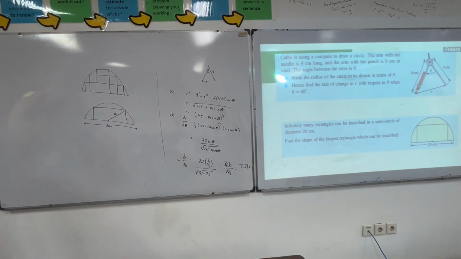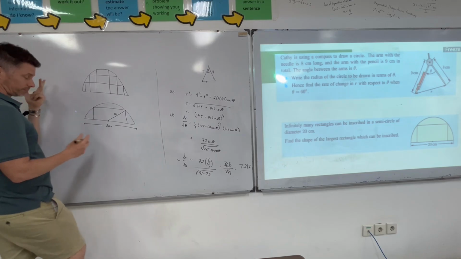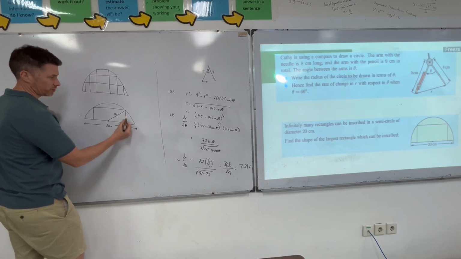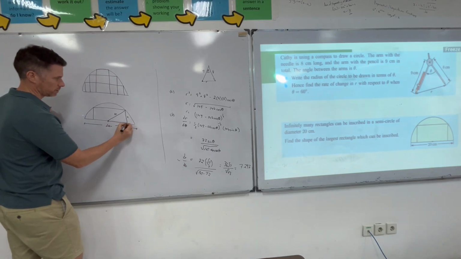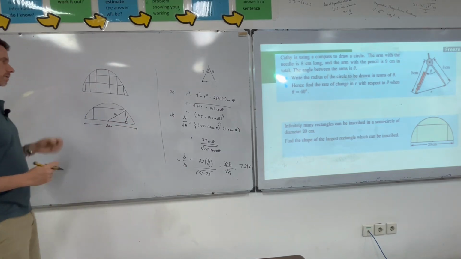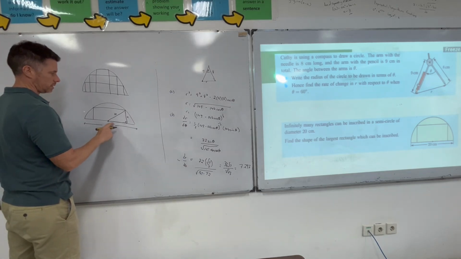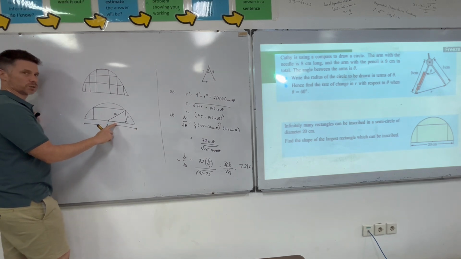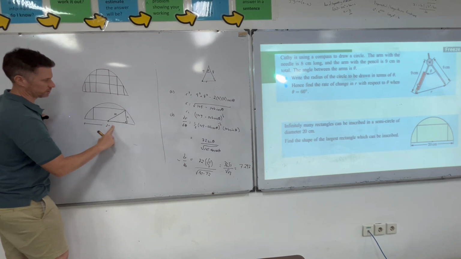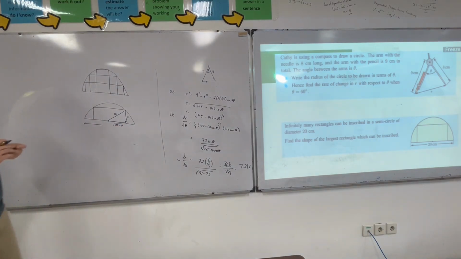What will I call x? X is some opposite, some trigonometry. I have a choice, either this dimension or this dimension called x. Pythagoras' theorem would have this side as the square root of 10 squared minus x squared. So this is the root of 100 minus x squared. We happy with that? Yeah.